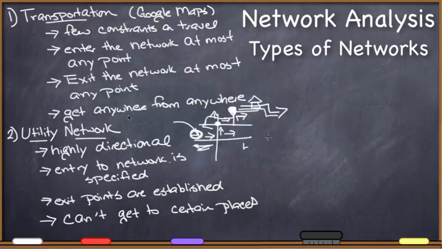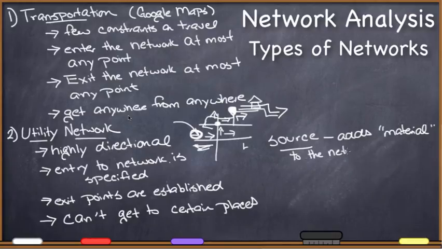Let me give you two quick terms related to utility networks that we've already talked about in concept, but that we use a lot. The first of these is source. What is a source? This is something that adds material, whatever we're talking about routing here, to the network. If you're talking about your water network and you've got the water treatment plant, that's where the water is being added to the network.